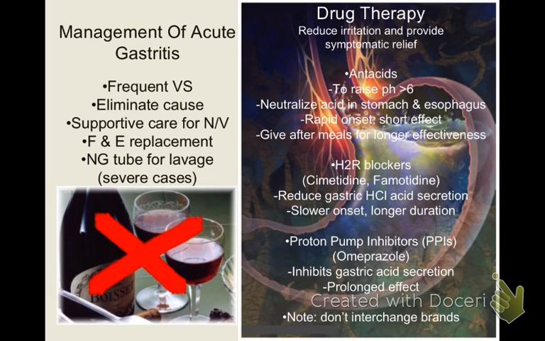So your H2R blockers are your histamine blockers, like your Pepcid. They work by reducing gastric hydrochloric acid secretion. They have a slower onset, but they last a lot longer. What they do is inhibit histamine receptors on the parietal cell. The onset is usually an hour, but they can last up to 12 hours.